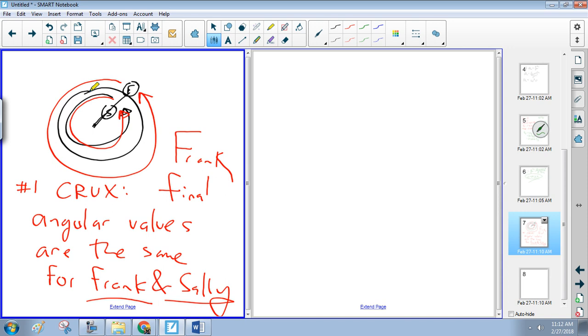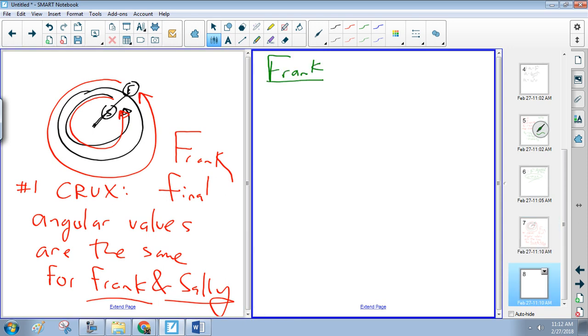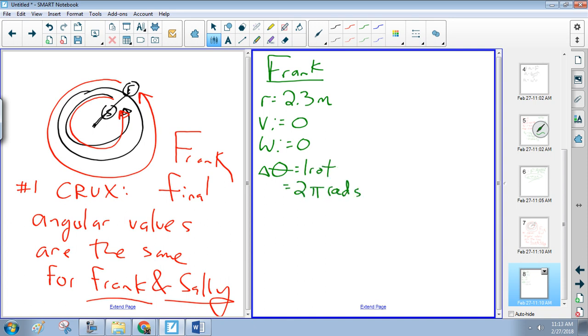So first of all, the problem gives us a whole bunch of information about Frank. So here are the things that we know. We know that the circle that he is running around in has a radius of 2.3 meters. I know that he begins at rest, so his initial velocity is 0. His initial angular velocity is also 0, right, because he's not moving. I know he's going to go one rotation. So remember, one rotation is a measure of change in angular position. One rotation, multiplied by 2 pi, is 2 pi radians. And it tells us that at the end of that one rotation, he's got a final velocity of 1.8 meters a second.